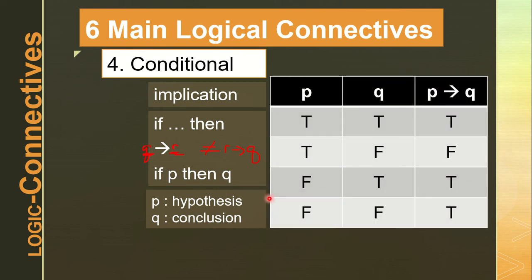Okay, now in conditional, the placement of the variables is very important. Here's a truth table for a conditional statement. It can only be false when the hypothesis is true and the conclusion is false. Otherwise, the implication is true.